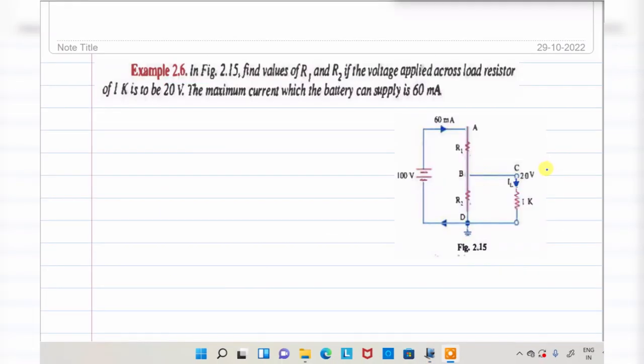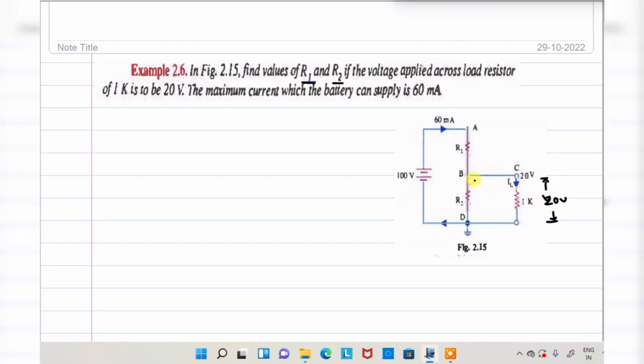Next, example 2.6. It is a very interesting problem. See here. Find from the figure the values of R1 and R2 if the voltage applied across the load resistance of 1 kilo ohm is to be 20 volt. The voltage given is 20 volt. The maximum current which the battery can supply is 60 milliamperes. This is what they have provided, right? So they are asking, think about that.